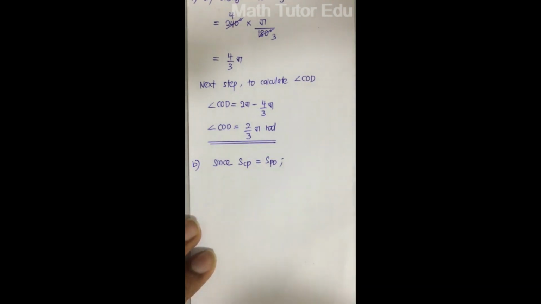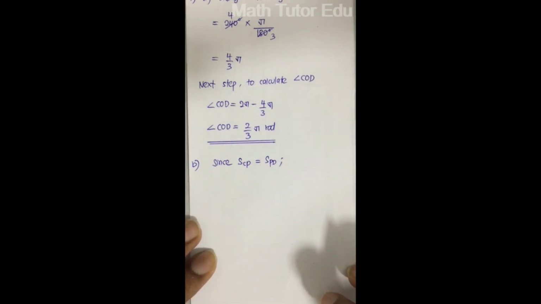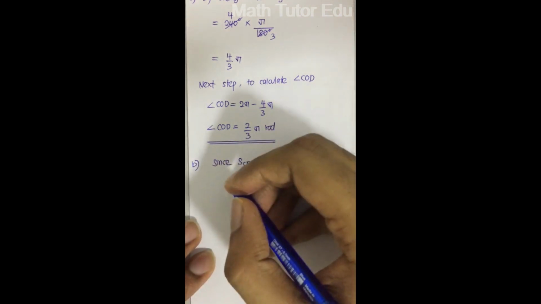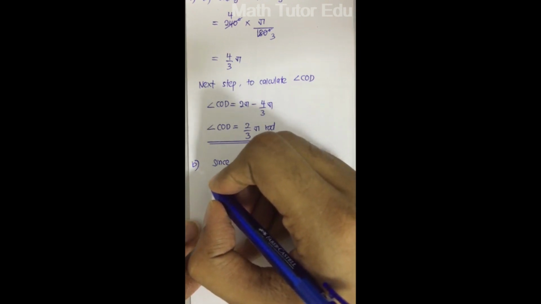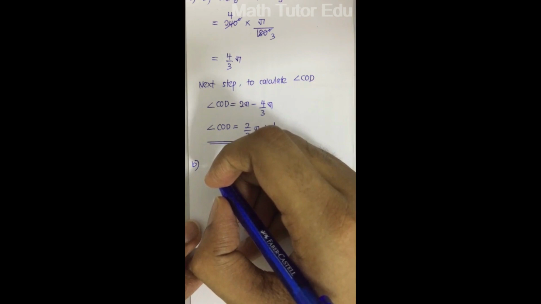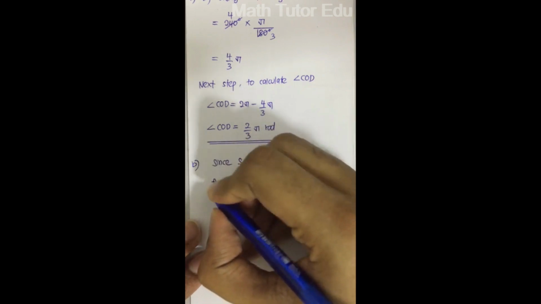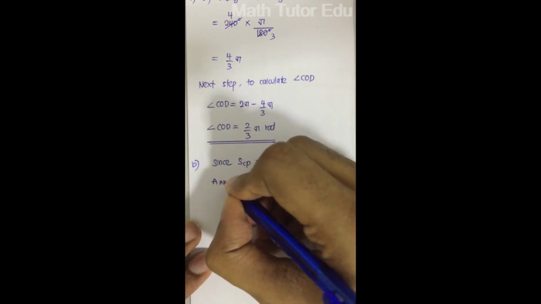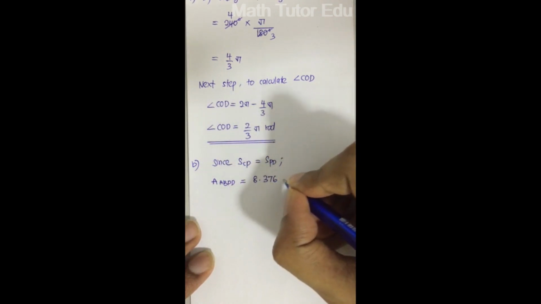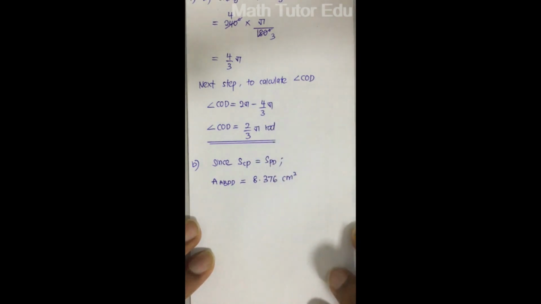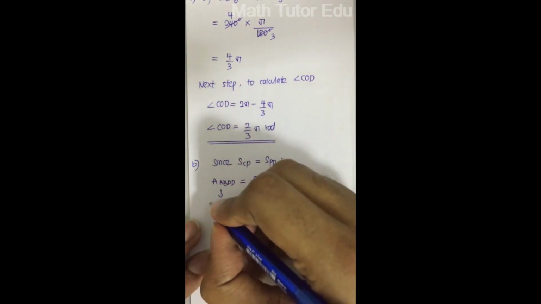So let's try to gather as much information as possible. And then they also gave us that the area of the shaded region is 8.376 centimeter square. So in this case we just write area ABPD. In this case, ABPD is equal to 8.376 centimeter square. So this is the shaded region.